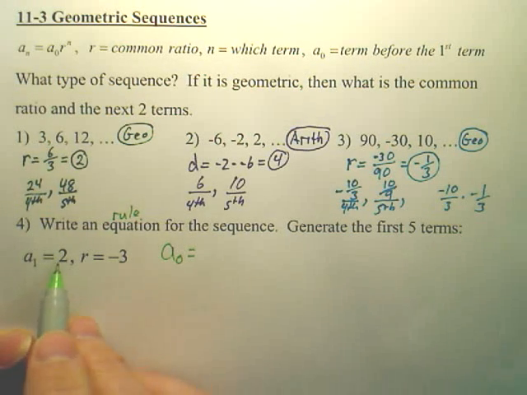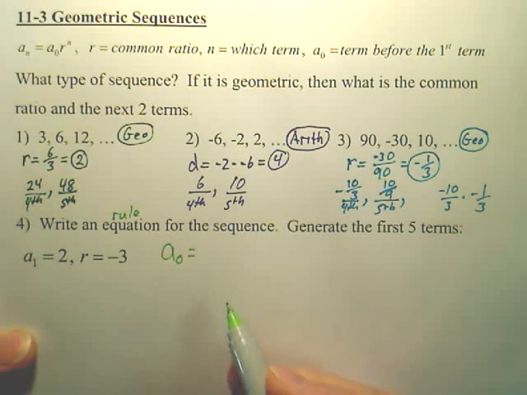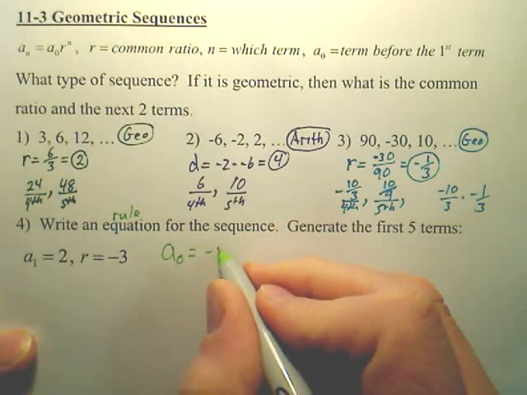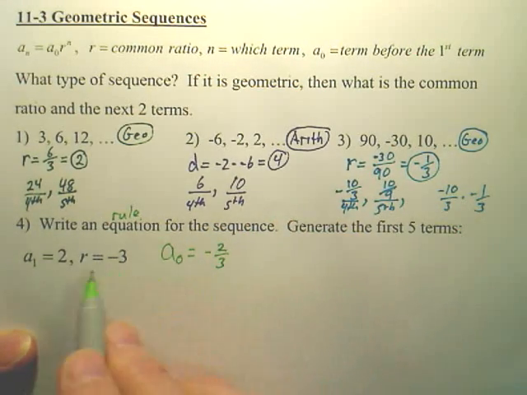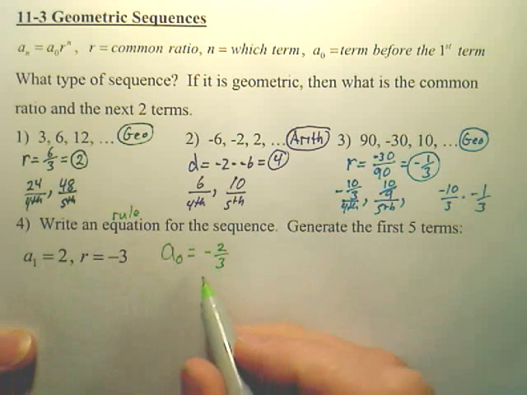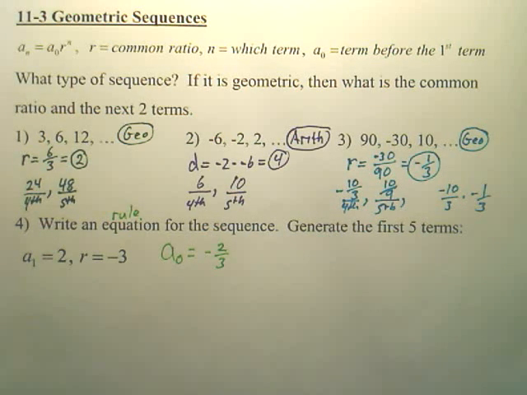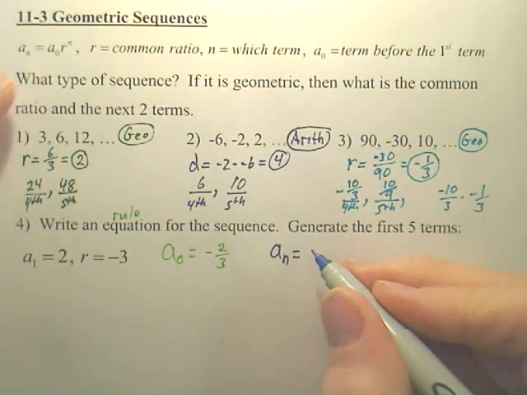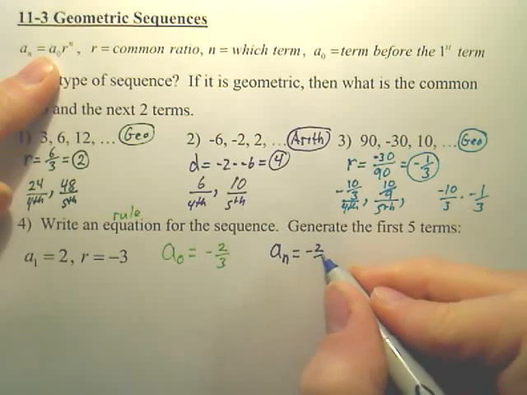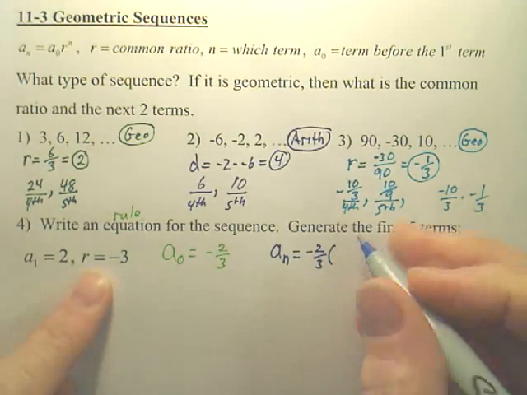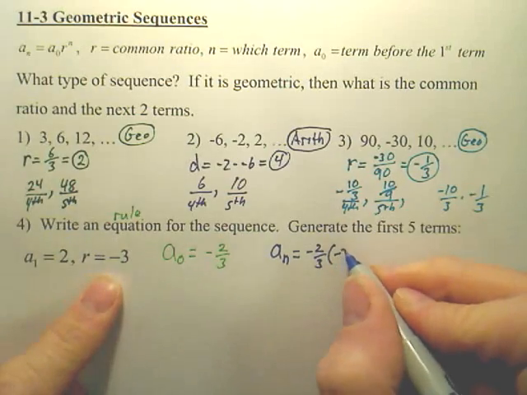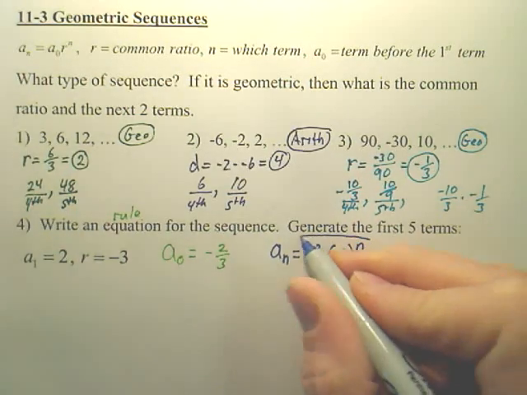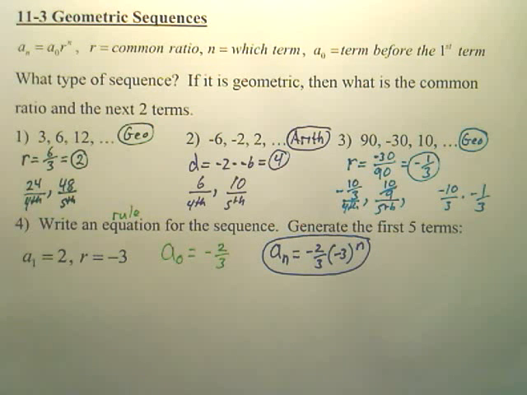Well, wouldn't that be the term before this? The term before this, well, if I'm multiplying by negative 3 this way, aren't I going to divide by negative 3? So wouldn't that be negative 2 over 3? You take 2, divide by negative 3, that would be my 0 term. So my rule is going to be A0, which is negative 2/3, R, which is negative 3, to the N. That's my rule.